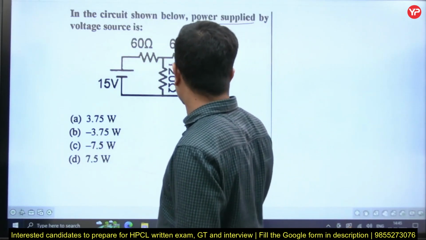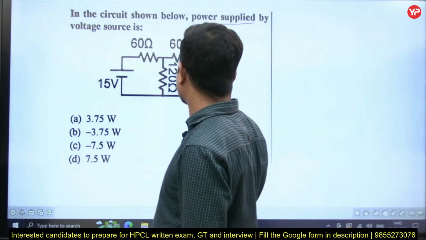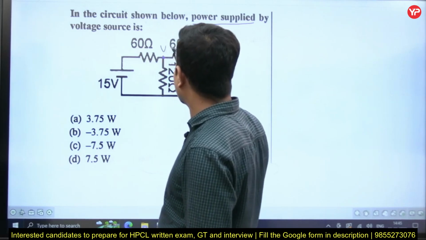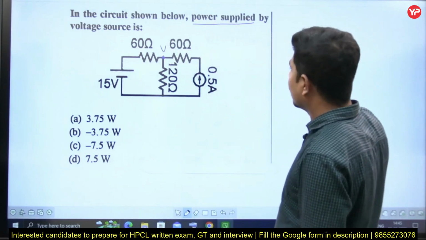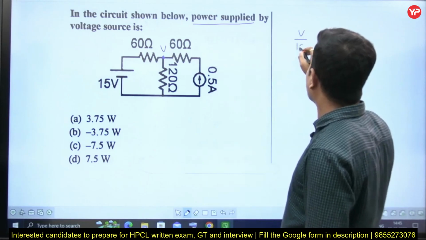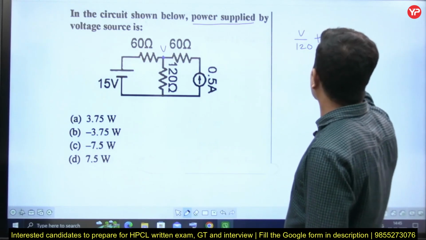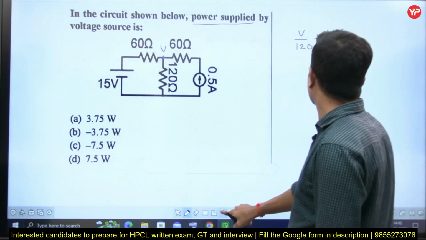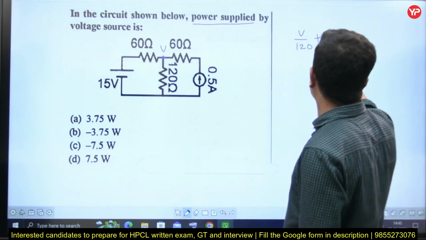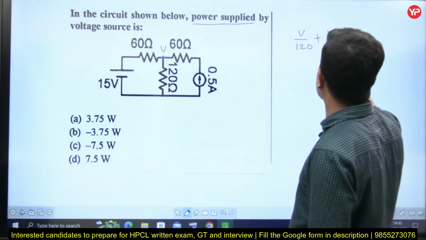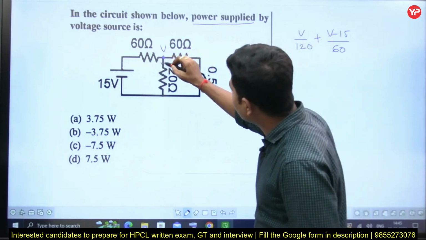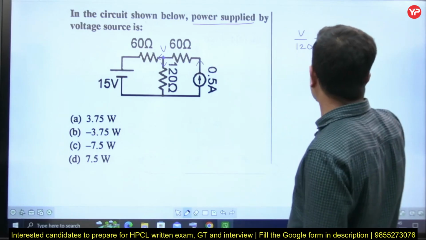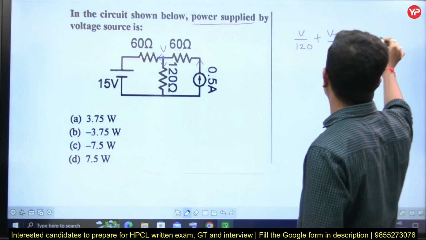How much is this current? This current is 0.5 amperes. So I'll assume a voltage of V here. Let me write KCL. V by 120 plus V minus 15 by 60. So this current is leaving, this current is also leaving, but this particular current is entering. If you see the arrow mark, sum of the leaving currents is equal to sum of the entering currents, 0.5.